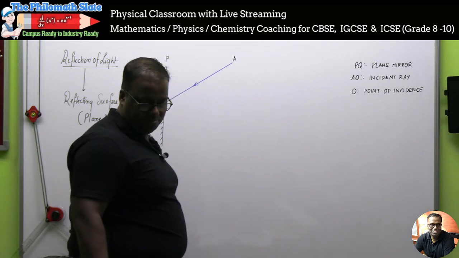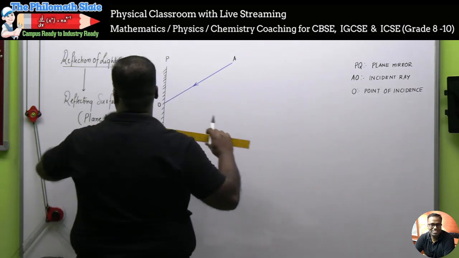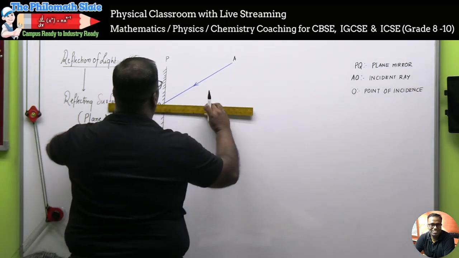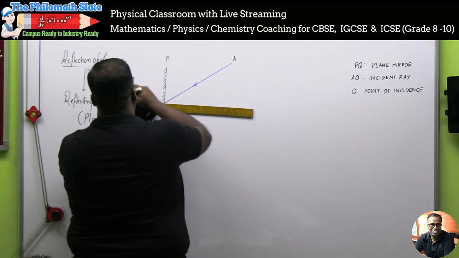ठीक है बच्चा. At O, we draw a perpendicular to the mirror. We draw a perpendicular to the mirror.